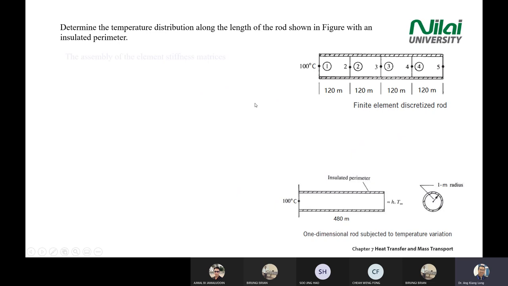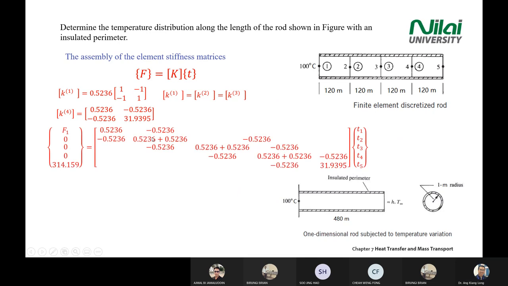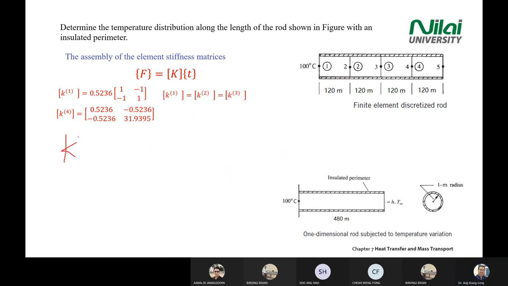So you assemble all the elements. The first one, you get this one. Second one, you get this one. Third one also this one. Then you combine. What is different between 2 and 3 just now is the ticketing number. I don't have this one in my slides, but I think you are good enough to understand.